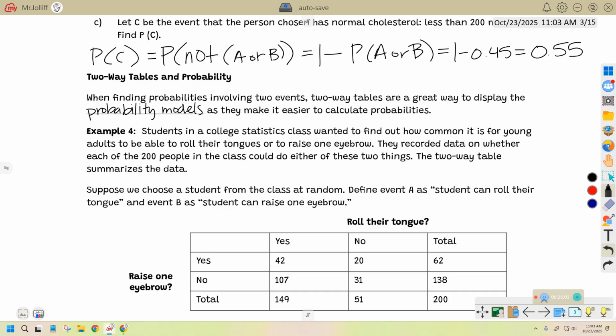And even better, they make calculating probabilities for that random process easier, because all of the counts are in one place. I just have to pick the correct boxes and do the division on a calculator. We like that. That makes us happy. So let's do an example so we can see what it looks like pulling probabilities from a two-way table.